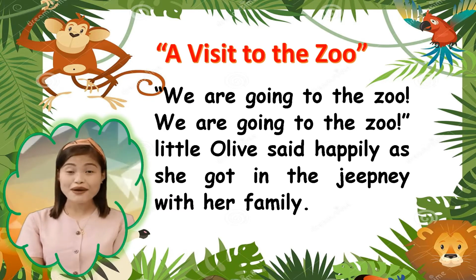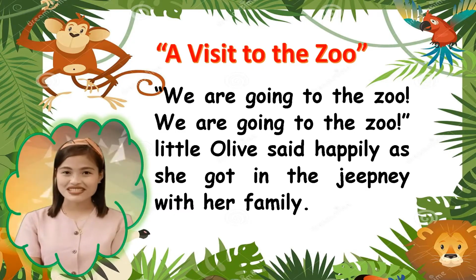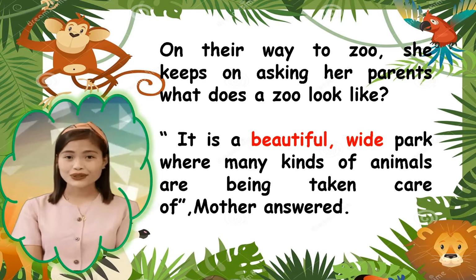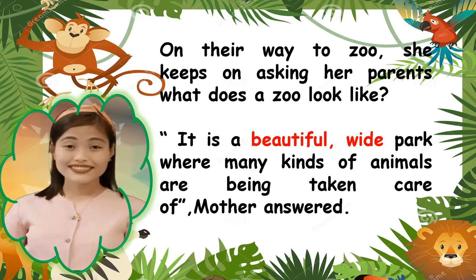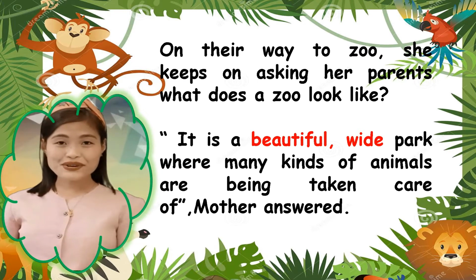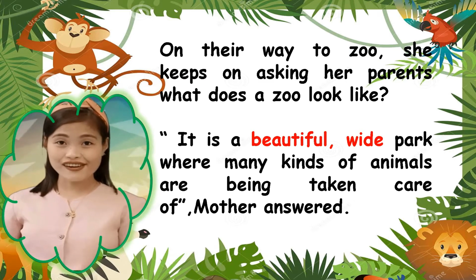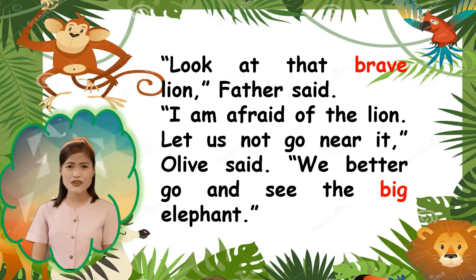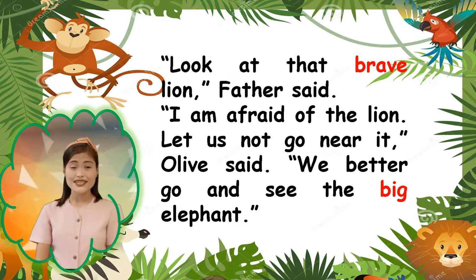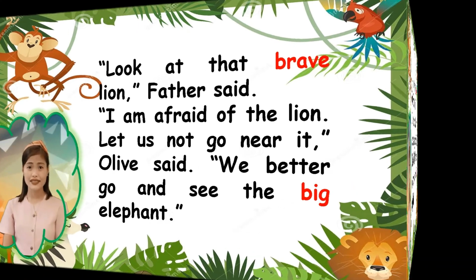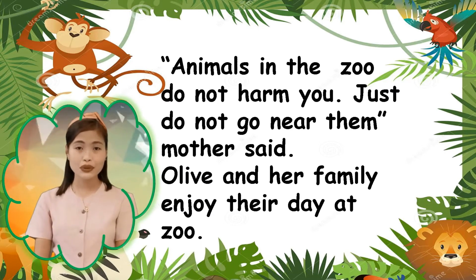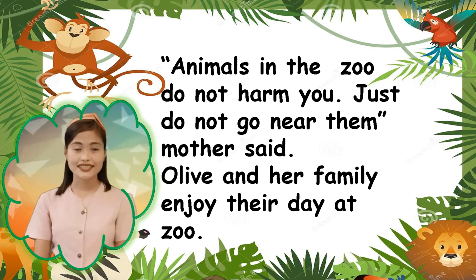Little Olive said happily as she got to the jeepney with her family. On their way to the zoo, she keeps on asking her parents, what does the zoo look like? It is a beautiful wide park where many kinds of animals are being taken care of, Mother answered. If the lion, let's not go near it, Olive said. We better go and see the big elephant. Animals in the zoo do not harm you. Just don't go near them, Mother said. Olive and her family enjoy their day at the zoo.